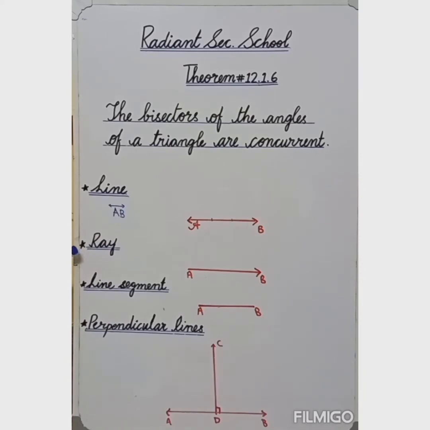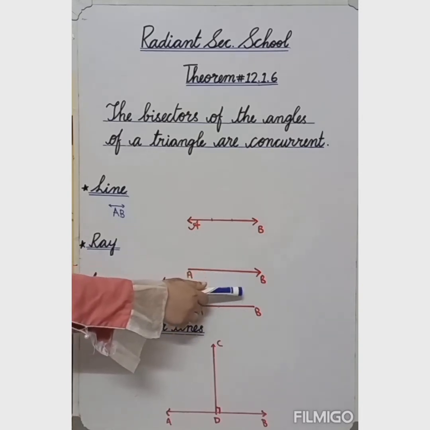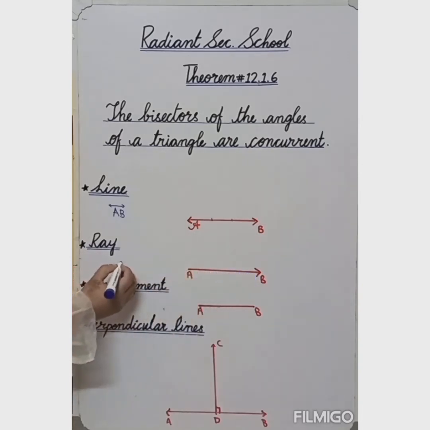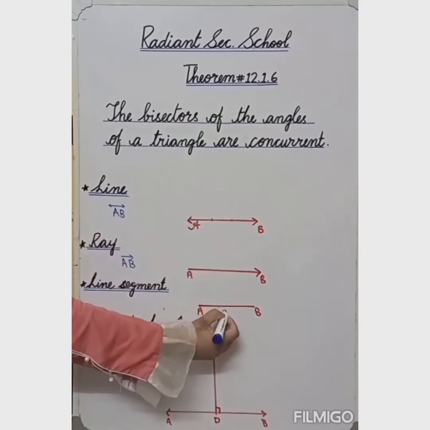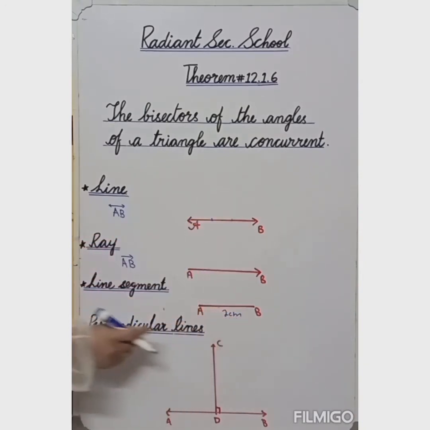Next one is ray. A ray has one fixed point and one extended point. It can extend from one side. It is written in the theorem as AB is a ray. Line segment. If I take a small portion from this line, it has some fixed length, for example 2 centimeter. It is called a line segment. It has fixed length. It cannot be extended from any side. It is written as AB is a line segment.